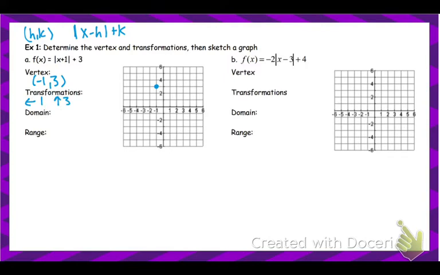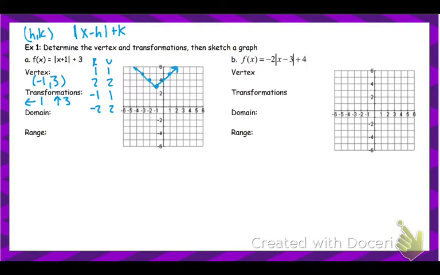Well, this graph from the vertex is going to do the same thing that the parent function did. From the vertex, your parent function went right 1 and up 1. It went right 2 and up 2. It went left 1 and up 1, and left 2 and up 2. This is what the parent function did in relation to the vertex. So this graph is going to do the same thing. Right 1 up 1, right 2 up 2, left 1 up 1, and left 2 up 2.